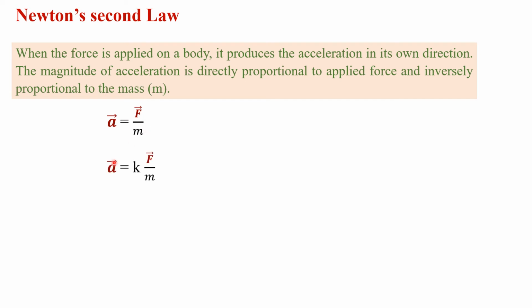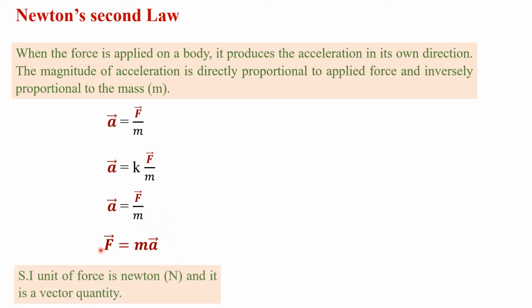Here we have a = k F/m, where k is the constant of proportionality that is equal to 1, and we get a = F/m. For force, we can write F = m a, where a is acceleration. The SI unit of force is Newton and it is a vector quantity.